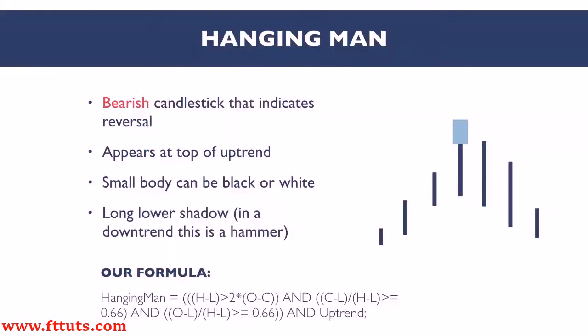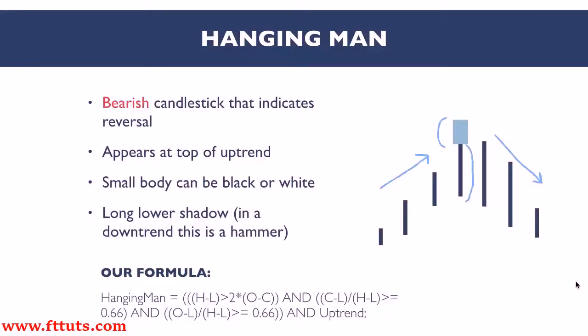So the first candlestick we're going to look at is called the hanging man. Most sources say that this is a bearish candlestick that normally appears in an uptrend, and this indicates that a possible reversal could be on the cards. So the body of the hanging man must be small, but the colour can be neutral, so it can be either black or white. A key component of the hanging man is that it has a long lower shadow.